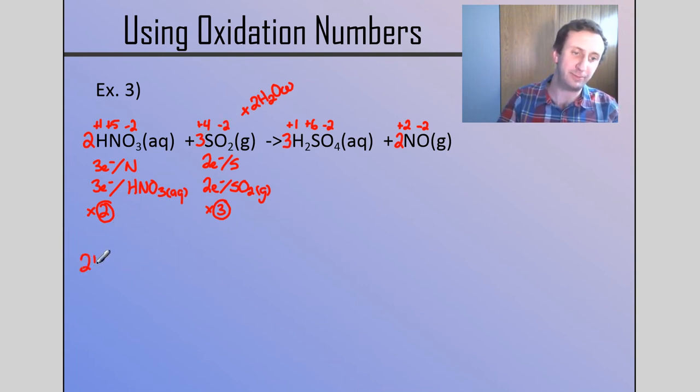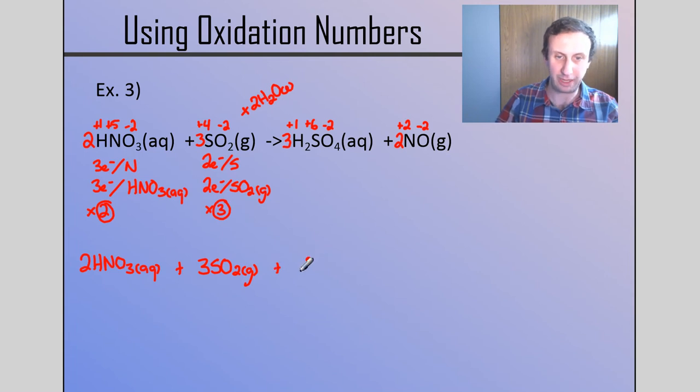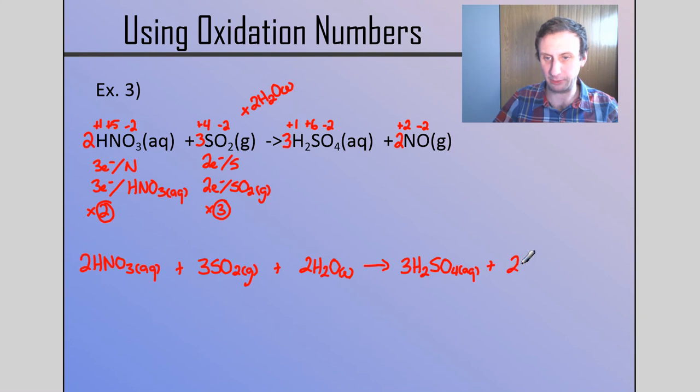So just to make this maybe a little bit less messy, let's write out our final reaction then. I would have 2 HNO3 aqueous plus 3 SO2 gas plus 2 H2O liquids makes 3 H2SO4 aqueous and 2 NO gas. That is my final balanced reaction.